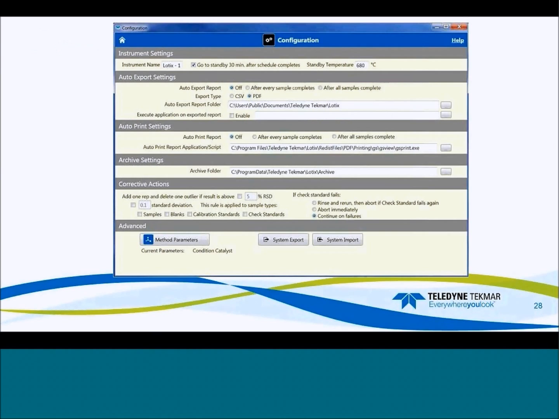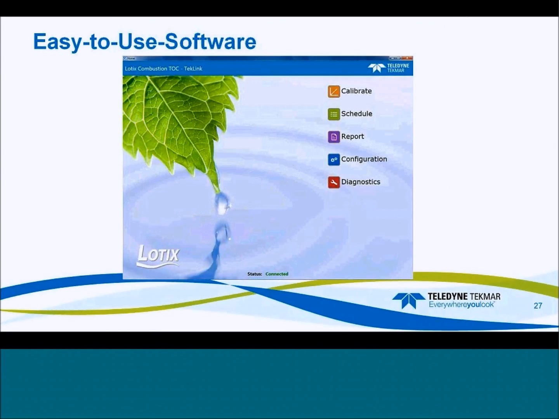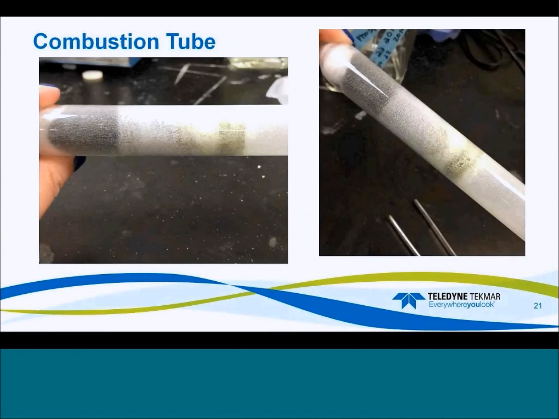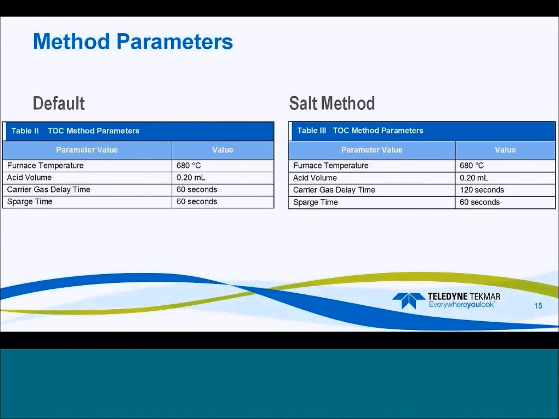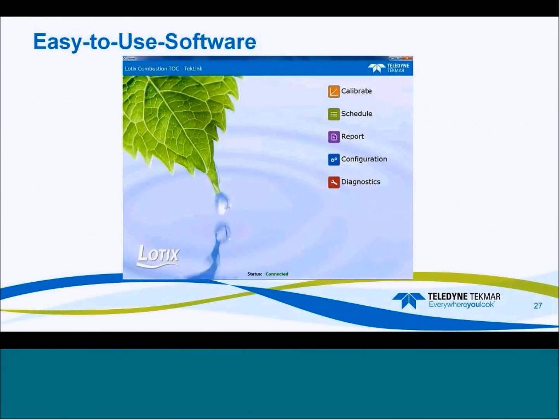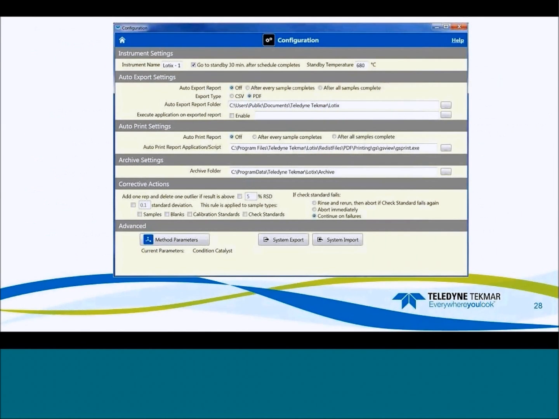So here's our configuration screen. If this is our home screen, you see the blue box is configuration. That's like our settings that we can change. And this is what it is when you open it up. If you click on method parameters, it's going to open up this table. And all we have to do is change the carrier gas delay from 60 seconds to 120 seconds, and you'll be set up to analyze salt. But with this method, you can also analyze your wastewater samples. It's just going to give you more time to oxidize.